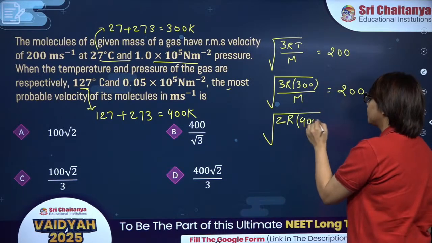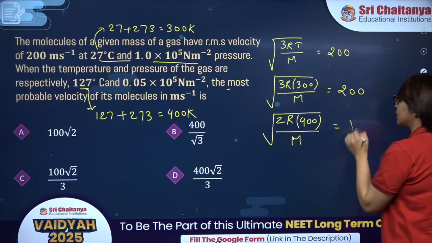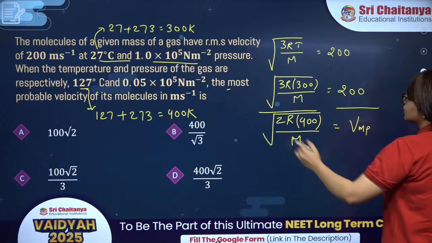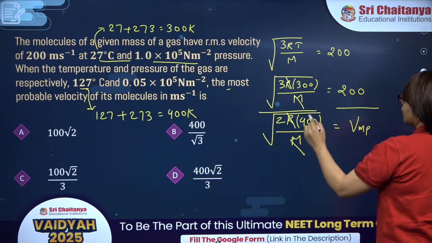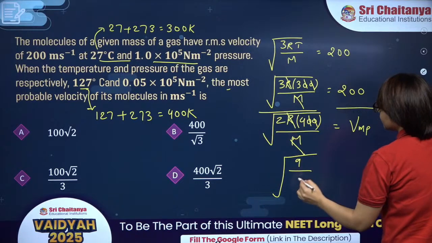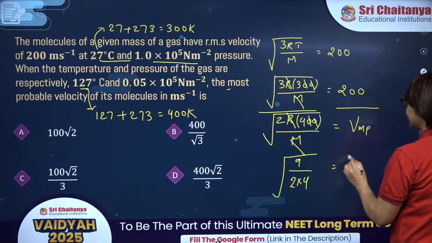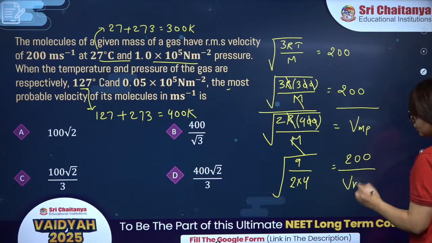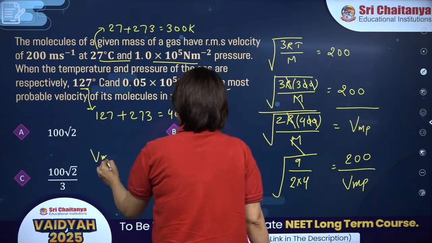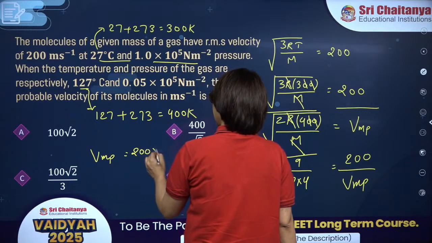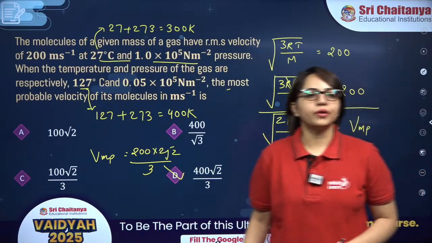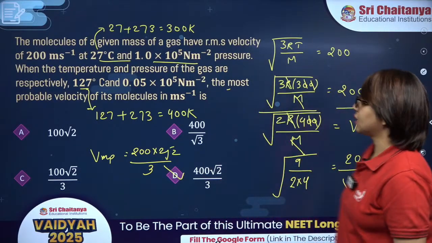T is 400 divided by M as it is, and this is your B most probable. You just have to divide these two values to get the answer. R and R cancel, M and M cancel, zeros cancel. So this is under root of 9 divided by 2 into 4, and that is equal to 200 divided by V most probable. So V most probable is 200 into 2 root 2 divided by 3, which is 400 root 2 divided by 3. That is how it can be done.